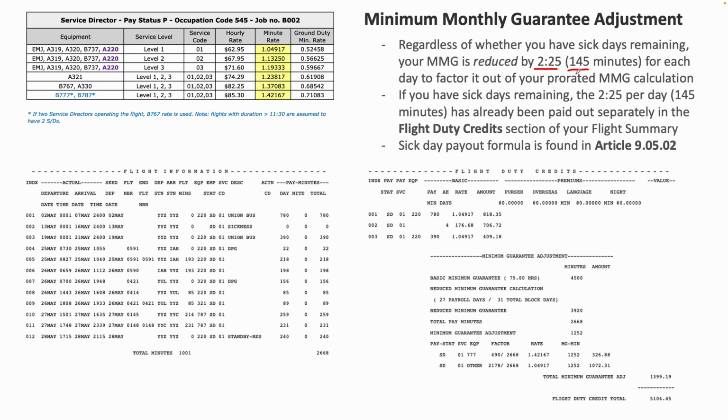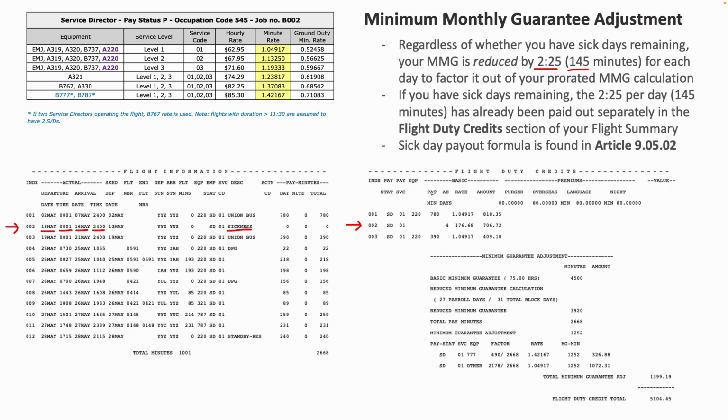So let's have a look for sickness. In my case, that would be index item number 2. And we see that there's an activity of sickness that started more or less at midnight on May the 13th, and it ended at midnight on May the 16th. So we see that for index item 2. And then we go over to flight duty credits to look at index item 2. We see something a little bit different.